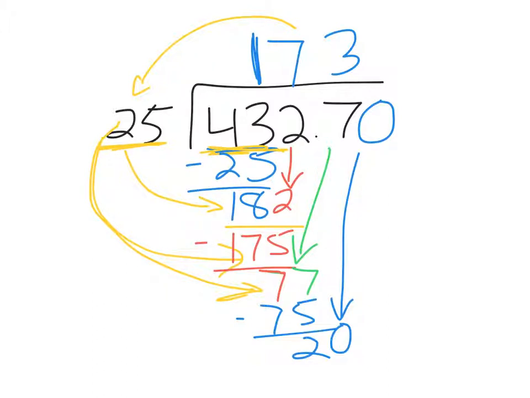What I'll do here is ask myself the same question. How many times will 25 go into 20? 25 will go into 20 0 times. Since 25 is bigger than 20, that won't work. So that's our answer, it'll go in 0 times. Because 0 times 25 is 0, when I subtract, that gives me a remainder of 20.